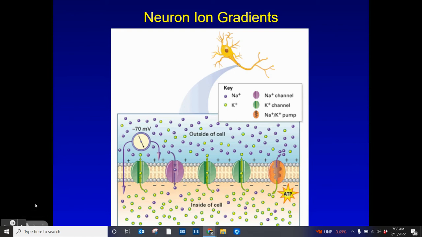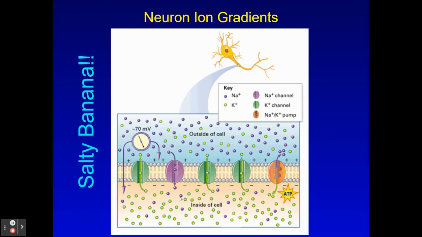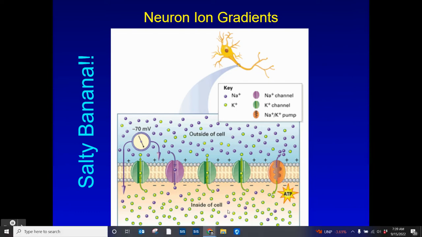One of the ways I always like my students to remember it is a salty banana. We've got lots of potassium, which is what bananas have, inside the nerve cell, and salt on the outside. That gives you the setup of a neuron. Salty banana, remember it.